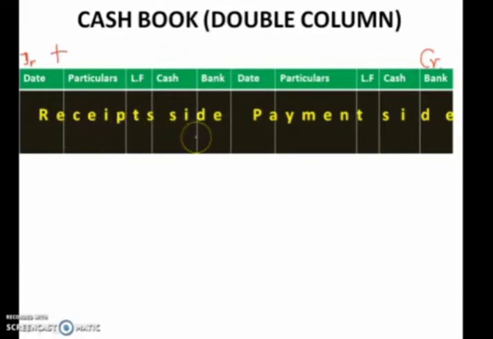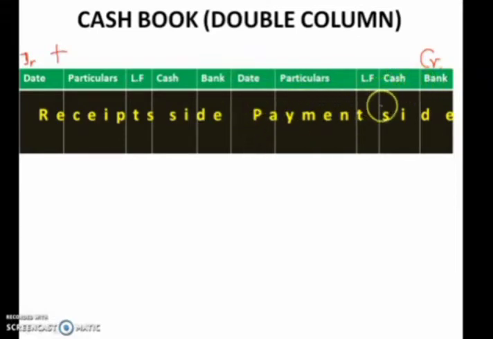Examples of transactions on the receipt side, because of which your cash increases, are sale of goods or sale of fixed asset. When you sell a fixed asset or goods, you receive cash, so your cash increases and you will show it on the debit side. Now this side, the right hand side, is the credit side. So date, particular, ledger folio, cash and bank. You can see here cash and bank, two separate columns are here on the credit side also.